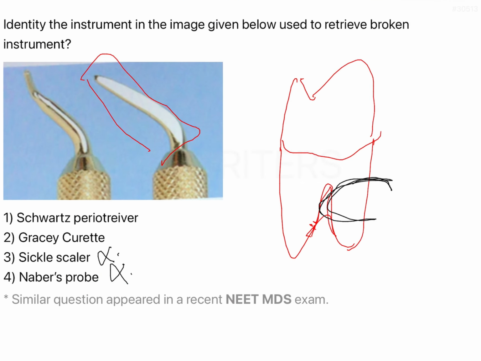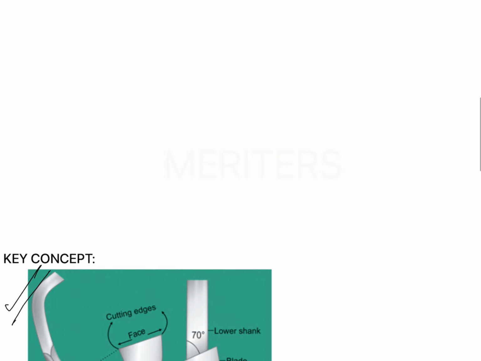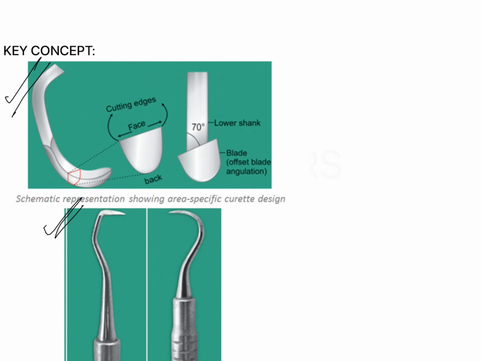Gracey curettes have two functions. One is curettage of the gingival tissue, and two is root planing and removal of subgingival calculus. If you look at this image, as you can see, it has an offset blade. So what exactly you do with a Gracey curette is, the working end of the instrument, that is your cutting edge, should be parallel to the long axis of the tooth.